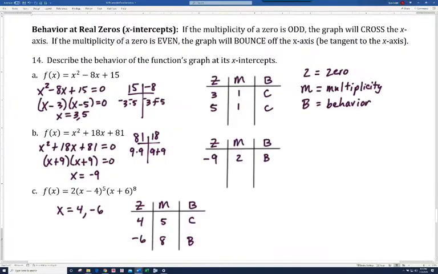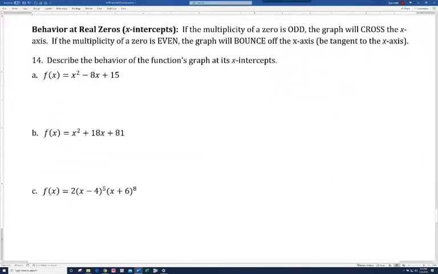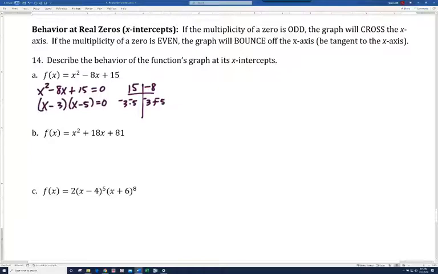I need to go back to where I was before. Whoops, went too far. All right, so it says describe the behavior of the function's graph at its x-intercepts. Let's look at A. So the first thing I want to do is find my zeros. And so we'll set the equation equal to 0, and I'm going to go ahead and factor. I need two numbers that multiply to 15 and add to -8. -3 and -5 are going to work. And so when you plug those in, you get (x - 3)(x - 5) = 0. And so we're going to get 3 and 5. So these are our zeros.